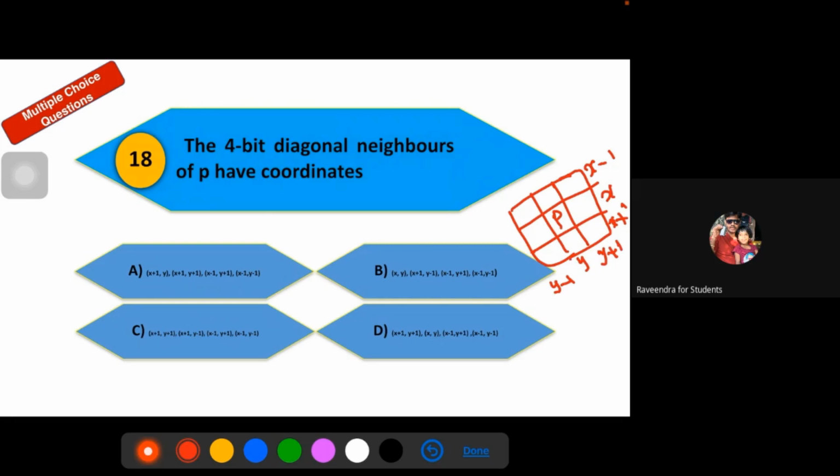Now, these are the diagonal elements. If you see these 4 diagonal neighbors, x should be minus 1 and plus 1 and y should be minus 1 and plus 1. So you have to search for the option which consists of both x minus 1 and x plus 1 as well as y minus 1 and y plus 1. If you see all the options except option C, one has only y, one has x and y, and one has xy. So these three are wrong options. Therefore, the correct option is C.